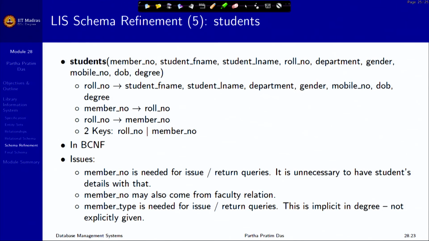Students, roll number decides everything, member number decides roll number, roll number decides member number. So, there are 2 keys and everything is in BCNF. The issue is the member number is needed for issue return queries. So, it is unnecessary to have those details with that, right. So, it is in BCNF, but it may not be a good design, because do you really need all this information here? It is in BCNF because uniqueness is there, you know, but do you really need to keep all that?